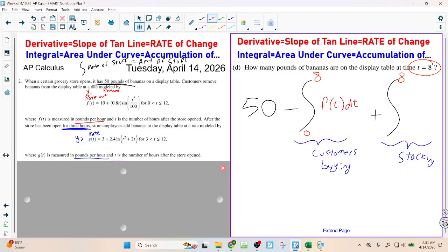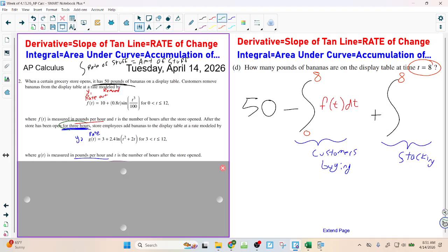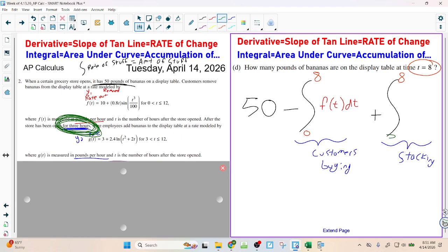There were already 50 bananas there, so we're adding to that, or we're taking from that, I'm sorry to say. And then we're adding bananas, but when do we start adding bananas? Right away, or do we wait a while? We wait how many hours? 3 hours. So 3 hours, we just let that display get decimated, right? And then 3 hours in, we start to add bananas. And that is going to be g of t, right? Which was blue, so we'll make it blue. Okay. That should be good.